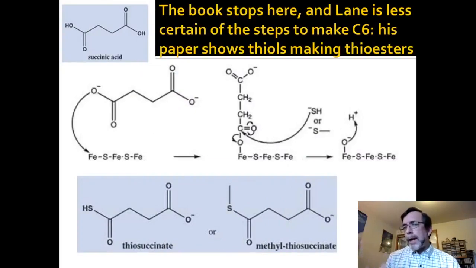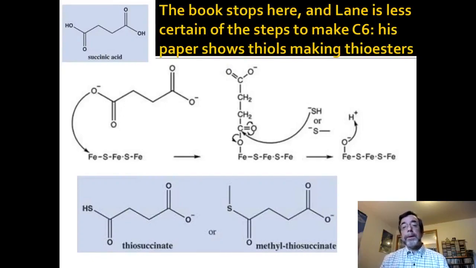And yet the book was written after the paper, so I'm like, why didn't you keep going? I think he's less certain of the next two steps. But of course, I have to show you because I want you to see them and make up your own mind whether you think this could happen or not. Basically, he was able to propose steps that would take us all the way to isocitrate, technically not citrate itself. But he does make a C6 molecule from a C4.